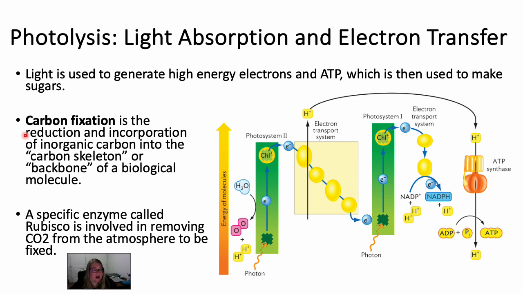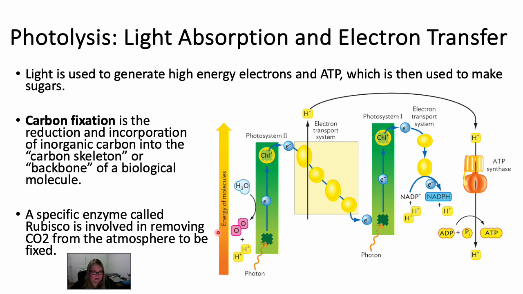Okay, so photolysis is the use of light to break something. Okay, so light is going to be used to generate high energy electrons and ATP, which then can be used to make sugars. So we have this process of photolysis that happens in chloroplasts for plant cells or in different areas for bacteria, which we'll talk about on the next slide.